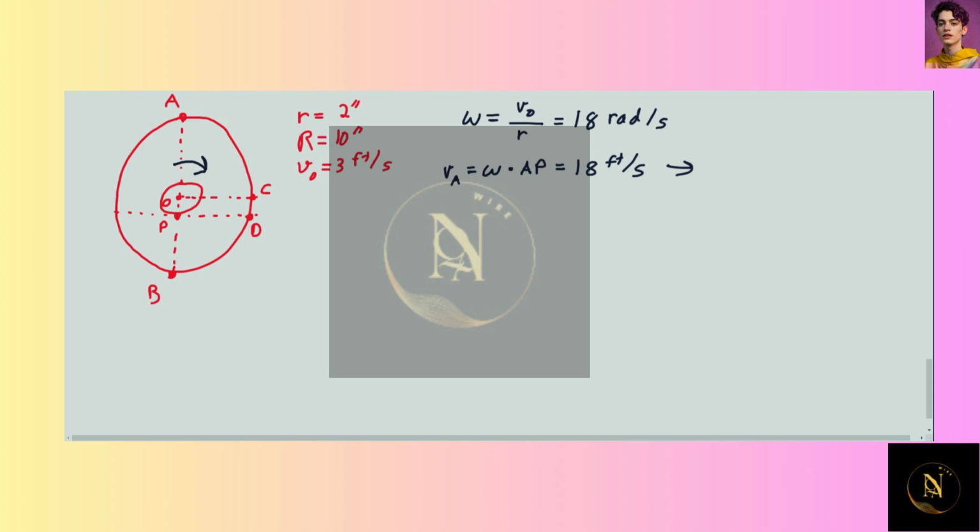We'll do the same thing for velocity of B. Velocity of B would equal omega times the distance between B and P. Now this time this will be 10 inches minus 2 inches, so we'll only have 8 inches, or 2/3 of a foot, times our 18 radians per second, so that will be 12 feet per second for the velocity of B, and this time it'll be moving to the left because the bottom of this wheel has to be generally moving to the left, so I'll just denote that with an arrow.